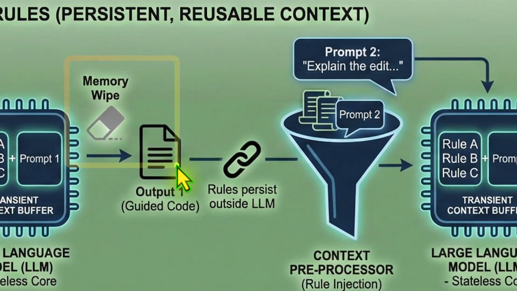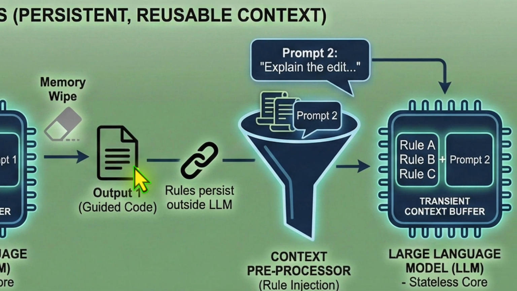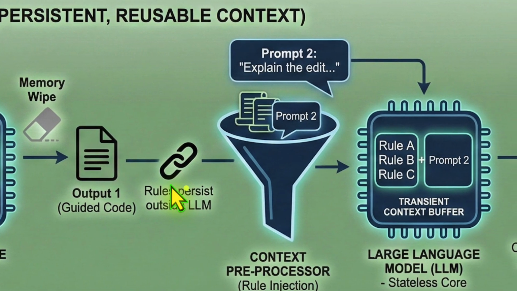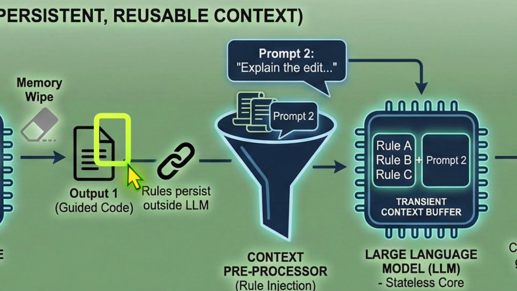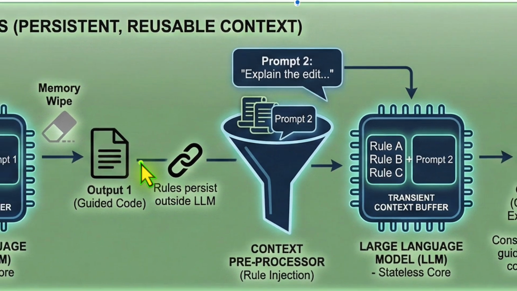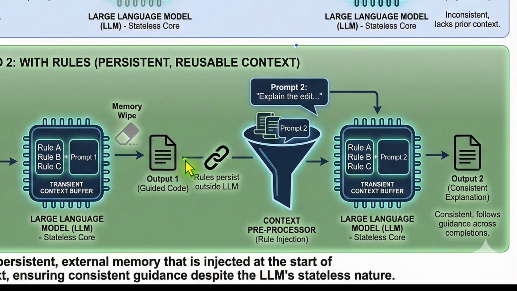This is important. The memory wipe still happens. The AI itself hasn't changed. It still forgets everything after it is done. But here comes the persistent link, which is this one here. However, looking at the chain link now, it is solid. Why? Because the rules persist outside the LLM.